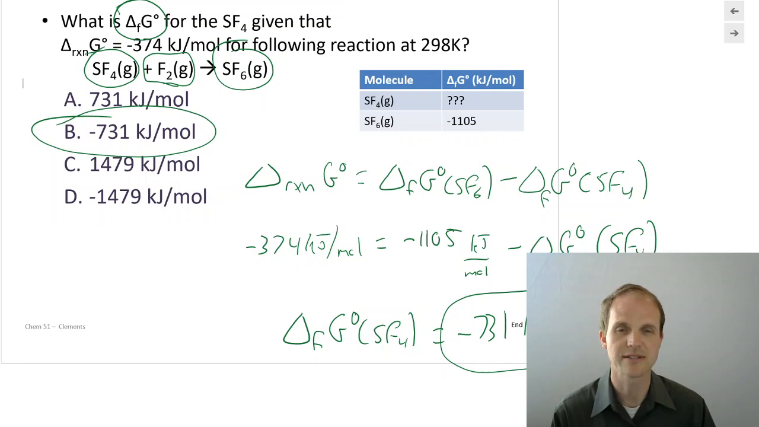So that is what we are doing with delta G. The next thing we're going to explore is how can we make this even more useful by relating it to other things.